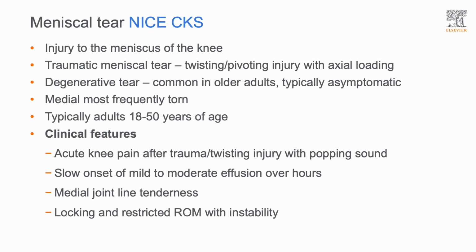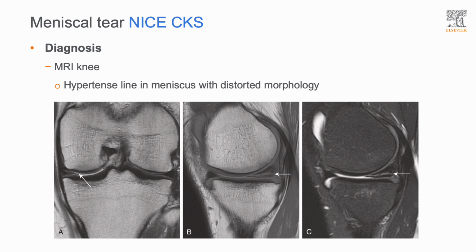Typical features of the meniscal tear include acute knee pain after trauma or a twisting injury with a popping sound, a slow onset of mild to moderate effusion over hours compared with a cruciate ligament rupture, which is acute onset of tense swelling. There will be medial joint line tenderness in a medial meniscal tear, and locking and restricted range of movement with knee joint instability. The diagnosis is made with an MRI of the knee, which will show a hyperintense line in the meniscus with distorted meniscal morphology.